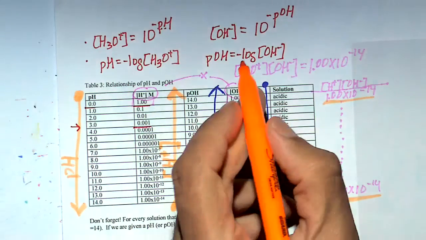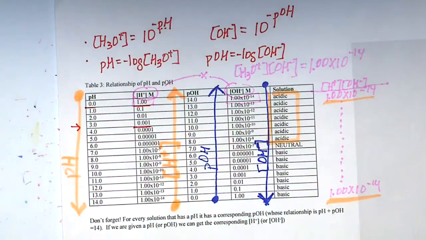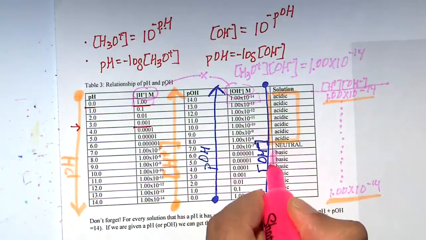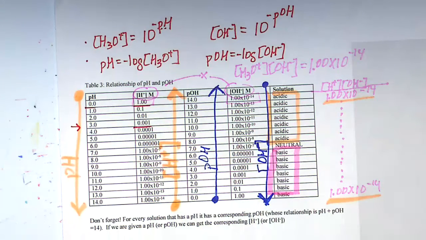And don't forget, if we're below 7, we are acidic in pH, and if we are above 7, we are basic in pH. Talking about pH, we usually live in a pH-centered world, not a pOH-centered world.